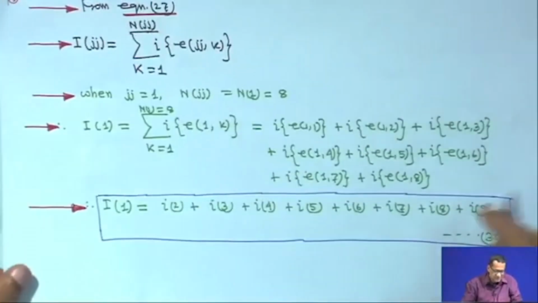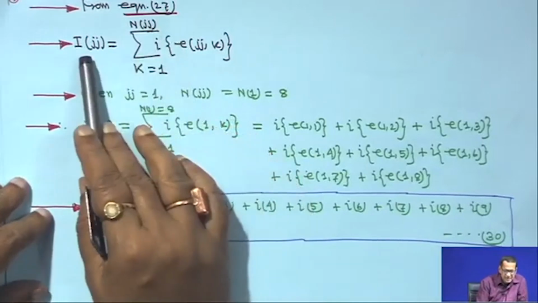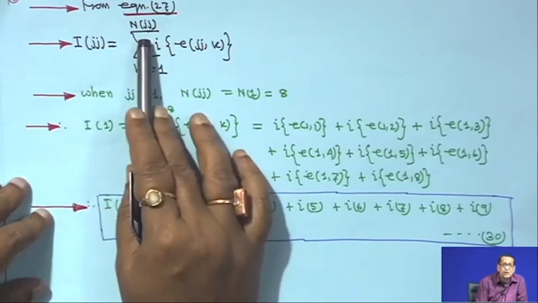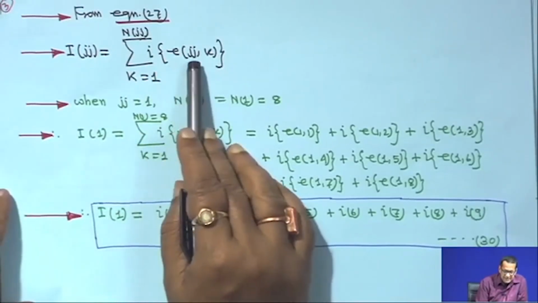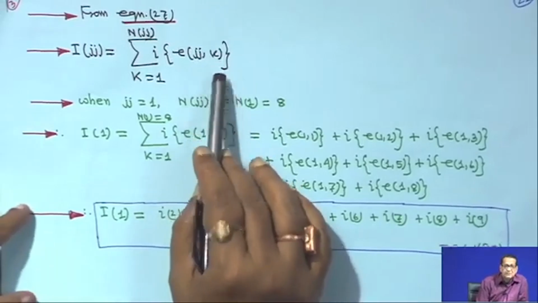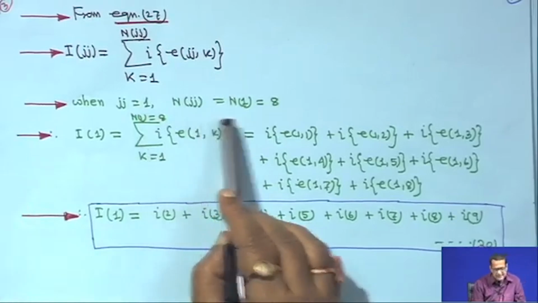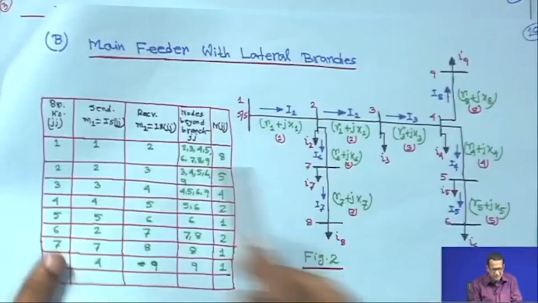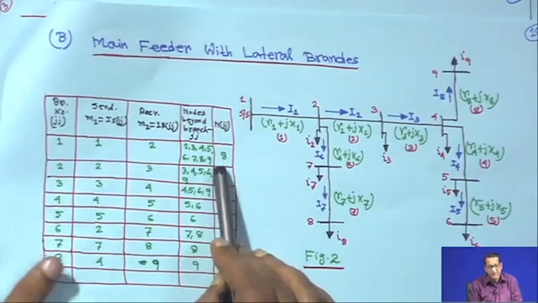So, this branch current, from equation 27, we are rewriting as capital I jj equal to the sum over k equal to 1 to njj of small I in bracket E jj,k, because you have to identify all the nodes beyond each branch. Look how you will do this. When jj is equal to 1, we have seen njj is equal to n1 is equal to 8. We have seen when jj is 1, there are 8 nodes and n1 is equal to 8.